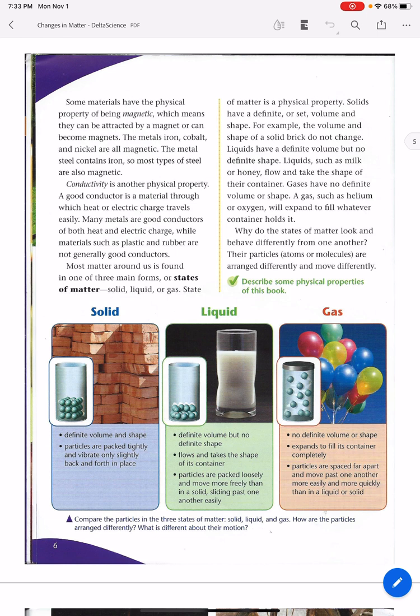Gas. No definite volume or shape, expands to fill its container completely. Particles are spaced far apart and move past one another more easily and more quickly than in a liquid or a solid. Compare the particles in the three states of matter: solid, liquid, and gas. How are the particles arranged differently? What is different about their motion?